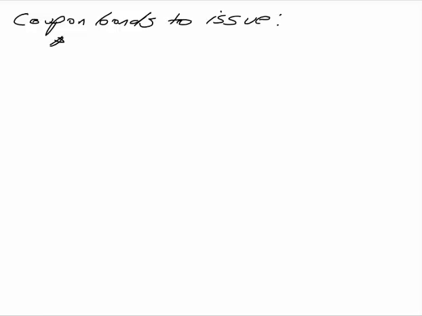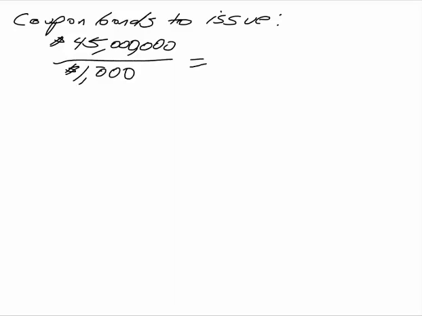Using this information, the number of coupon bonds to issue is pretty straightforward. We need to raise $45 million. The bonds sell for $1,000 each. We cancel out 3 zeros, and we get 45,000 coupon bonds, which is how many we would need to issue in order to raise $45 million.